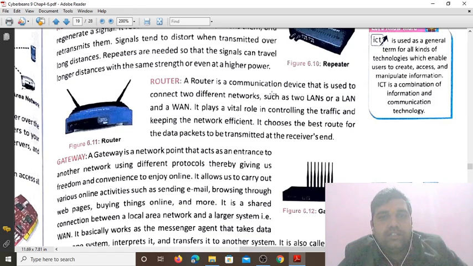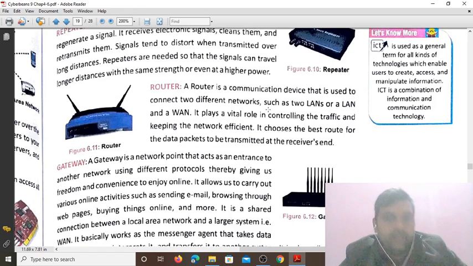Now next is the router. This router is a communication device that is used to connect two different networks. So a router is used to connect different networks. Suppose a LAN or a WAN is there, so different networks are connected with the help of the router. But switches are used to connect the same networks. If the networks are different, we use the router. A router plays a vital role in controlling the traffic and keeping the network alive.